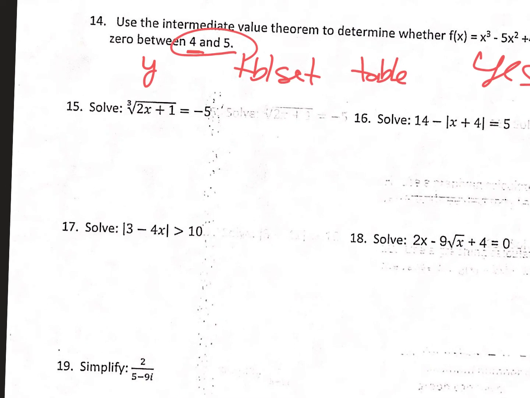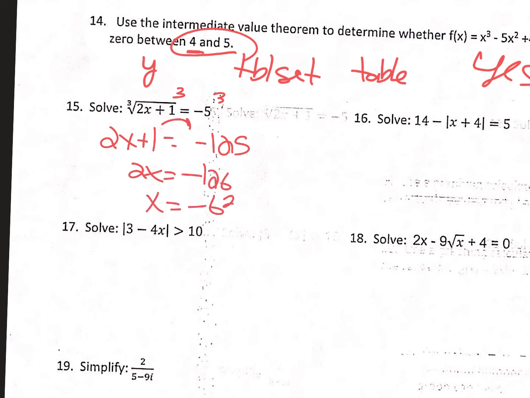15, cube root problem, solving this equation. You have to get rid of the cube root, get rid of the radical, so I'm going to cube both sides. On the left-hand side, the cube root goes away. Right-hand side, I would get negative 125. It stays negative because it's an odd power. Move the 1 over, make it negative 126, divide by the 2, you get negative 63.